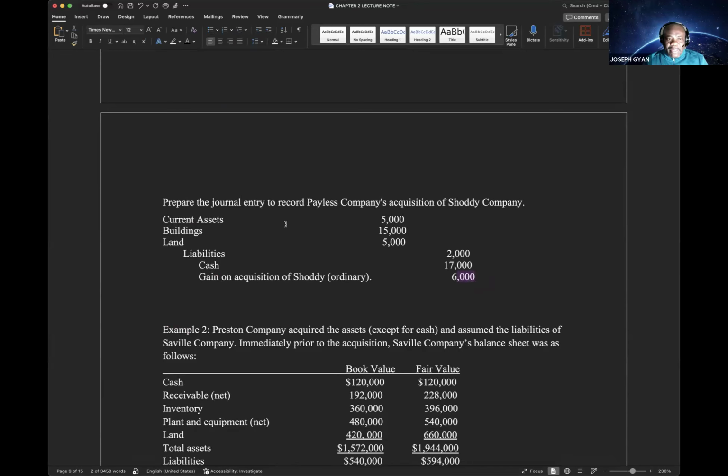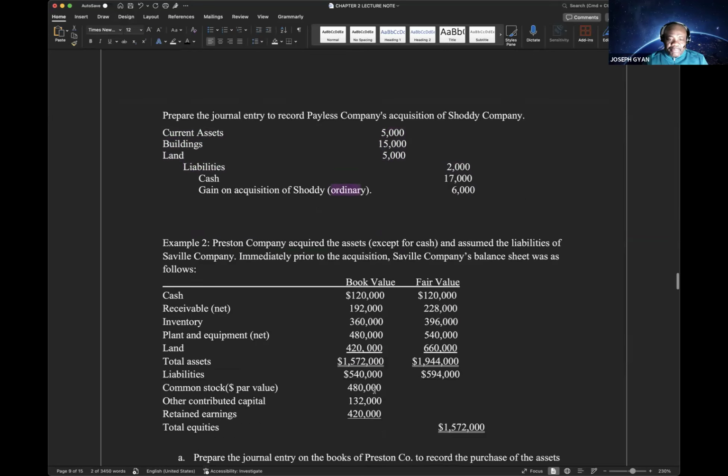Why? Because your debit is greater than your credit, or the consideration that you are giving is less than the net assets of the company. Therefore, you are paying less money. So it's a gain on acquisition and should be treated as an ordinary gain in the income statement.